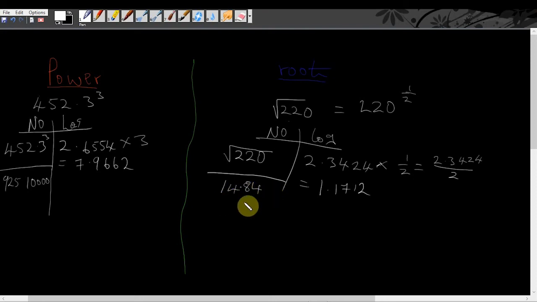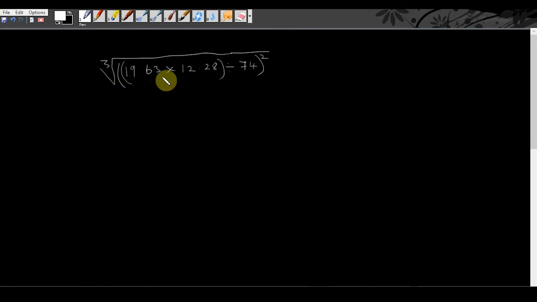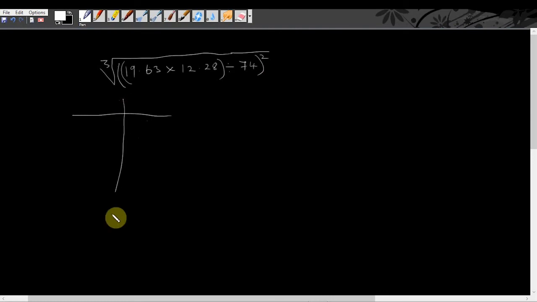This becomes your answer. Now I want us to conclude with the combination of power and root. If you are given this as a problem and you are asked to evaluate it using logarithm table, that is the cube root of 19.63 times 12.28 in one parenthesis, all divided by 74, all of them to power 2. How are you going to solve it? Draw your table. This is the number part, this is the logarithm part. Okay, begin with this one first.